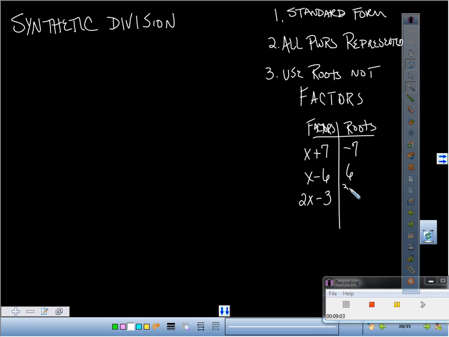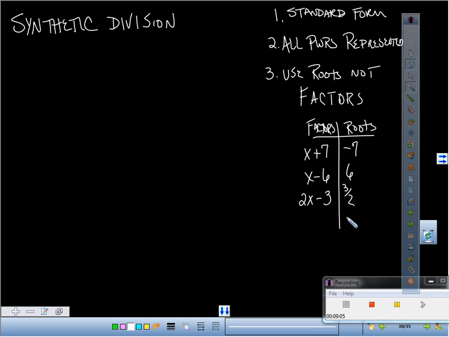Very good. 3 over 2. It's whatever you get when you set this factor equal to 0 and you solve for x, right? Set it equal to 0, solve for x. Here, you add 3 to both sides. That's where that 3 comes from. You divide by 2. That's where the 2 comes from. So the constant becomes the numerator and the coefficient becomes the denominator.